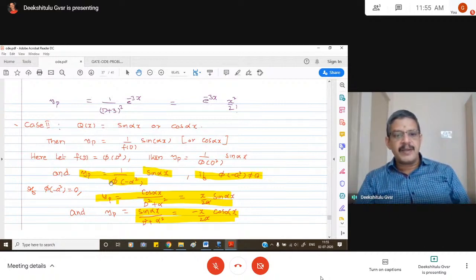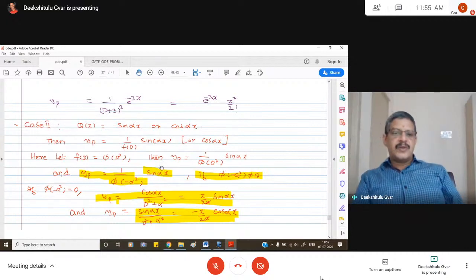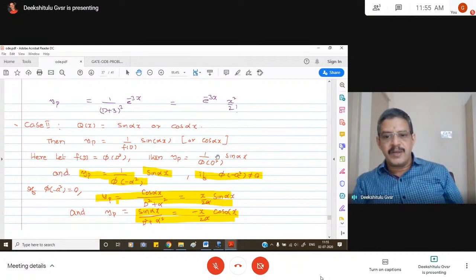Yp is 1 by phi of minus alpha square sin alpha x, if phi of minus alpha square is not equal to 0. That means what we are doing, this is the formula 1 by phi of D square sin alpha x. What we are doing is replacing D square with minus alpha square. So it becomes 1 by phi of minus alpha square sin alpha x, if phi of minus alpha square is not equal to 0.